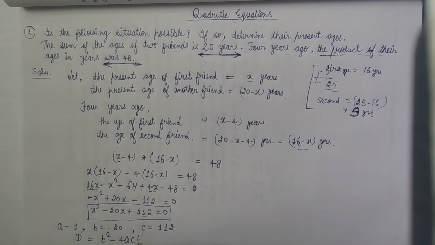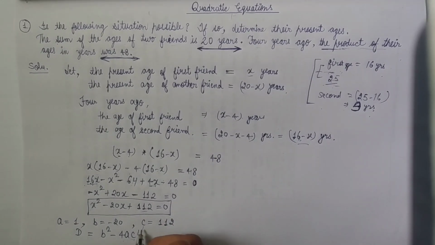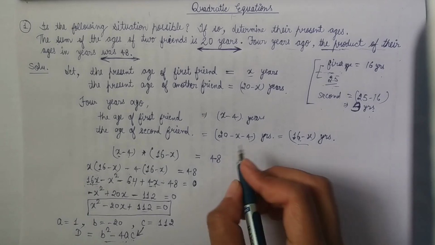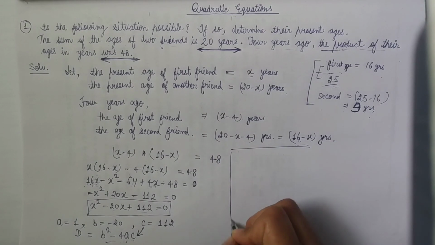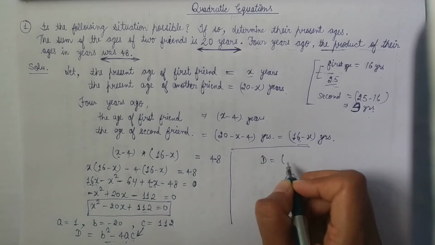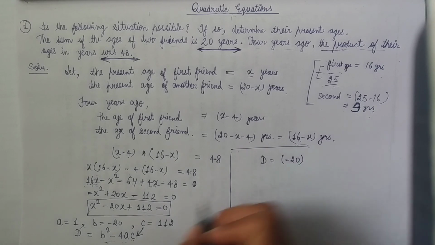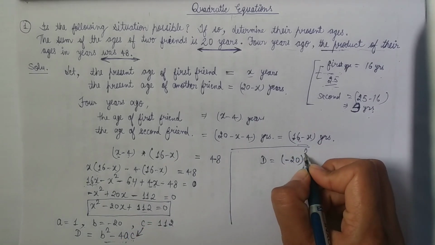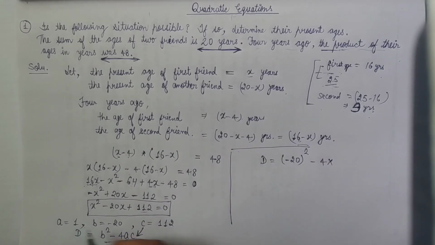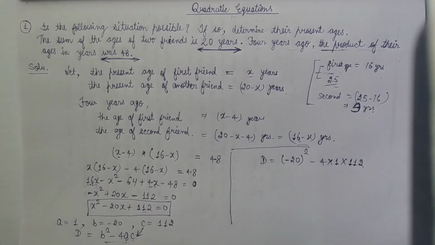Now we will put these values into this formula. I hope this is visible to you. We will put these values into this formula. So I am writing here d is equal to b square. B is the value of minus 20. We will write minus 20 for the value of b, minus 20 square minus 4 into the value of a is 1 and the value of c is 112, right?